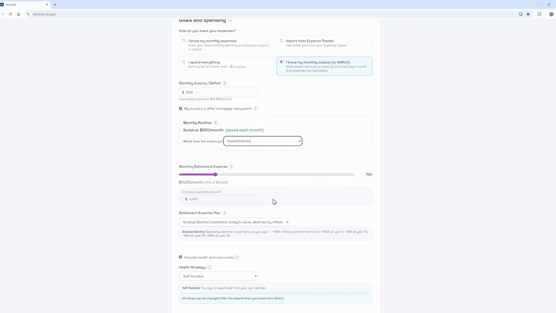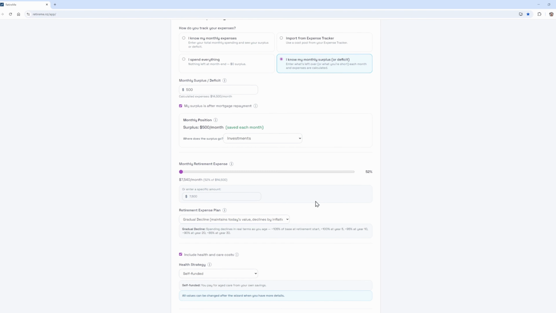Then normally you have to pick a percentage of what your retirement expenditure looks like. We start at 70%. It's a good place to start. It means that on our $14,500, including our mortgage every month, we need about $10,000 a month. However, if we've paid off the mortgage, it's possible we can get away with far less. So in this situation, this couple think that they need $7,500 a month.